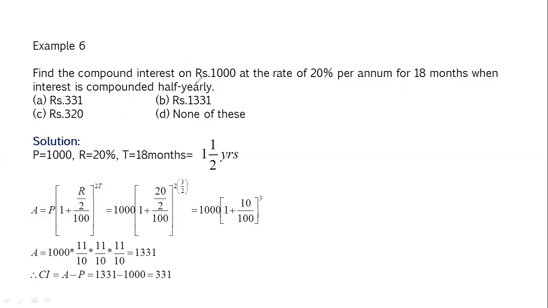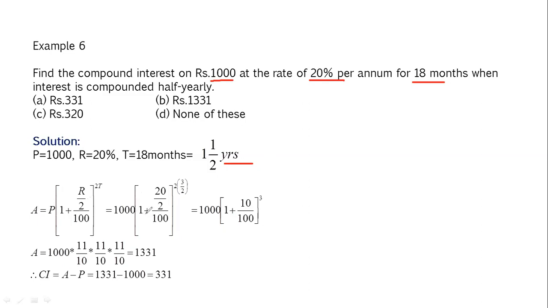Okay, now what is P? 1000. What is R? 20% per annum. T is 18 months. So instead of 18 months, I am converting that into years. So 1 year and half year, 1 plus half year. So 12 plus 6 months, total 18 months. So calculate capital A with this formula.